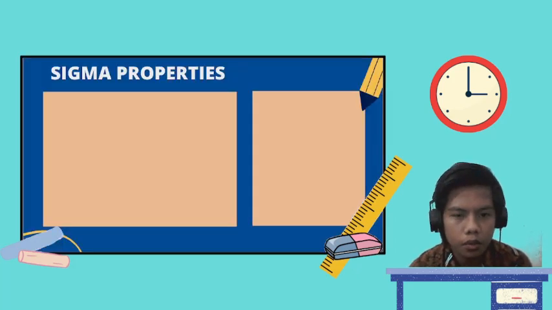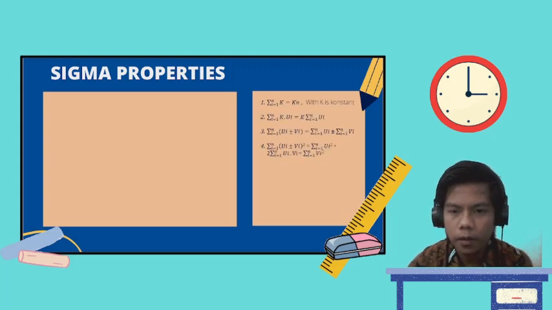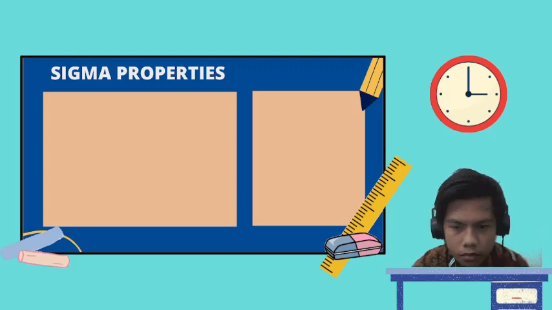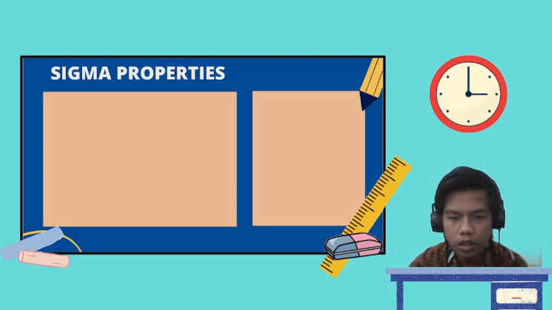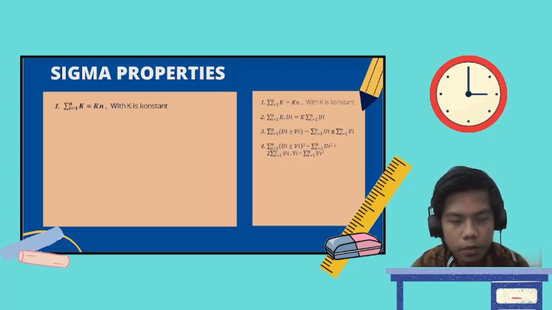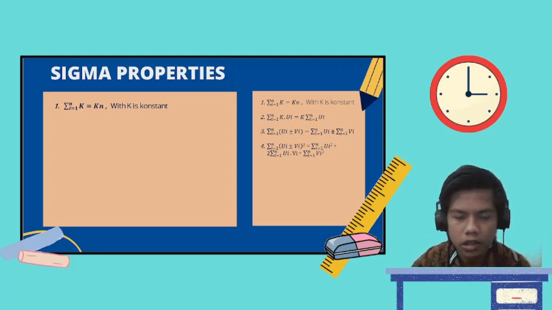Next, sigma has properties. In this video we will learn about 4 properties. The first property is sigma i equals 1 to n of k equals k times n, where k is a constant.